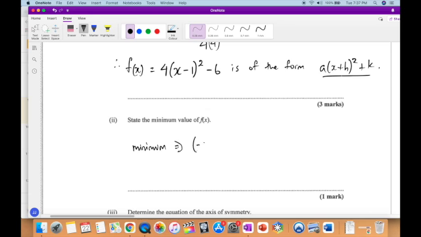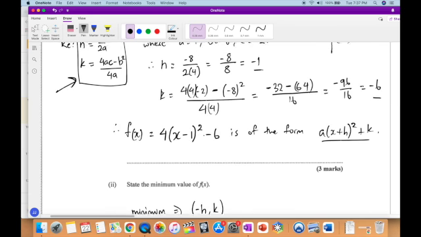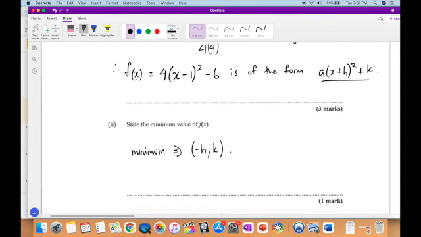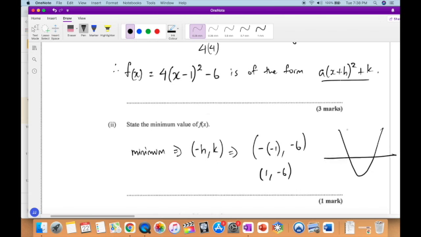implies the coordinate (-h, k), right? So that means h is -1, so that means minus h, and k is -6. So that means it's the point (1, -6). So the point (1, -6), where this graph bottoms out, is at 1 on the x-axis and -6 on the y-axis there.